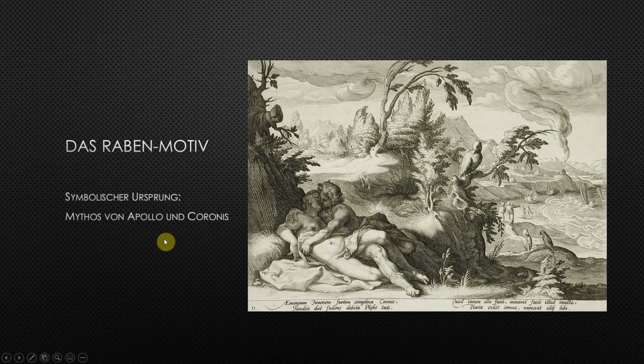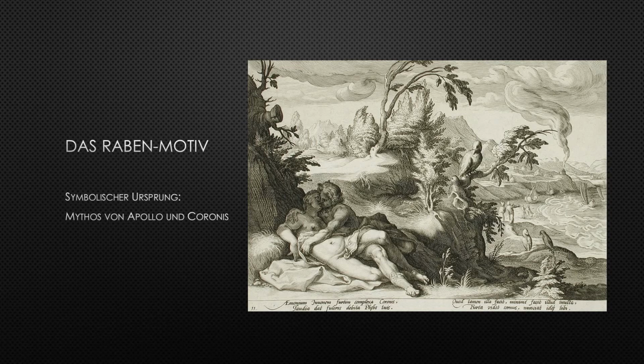So Apollon loves Coronis and is in a loving relationship with her. And he has two white ravens. Ravens were white in the myth back then. And those ravens were like guardians of Coronis. They took care of her.